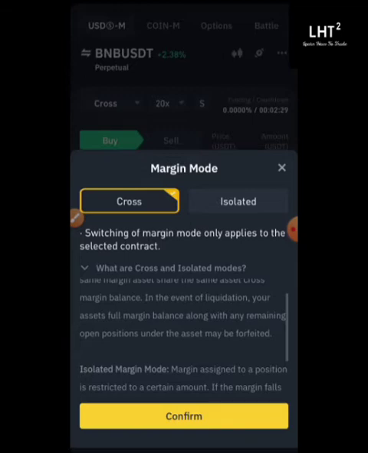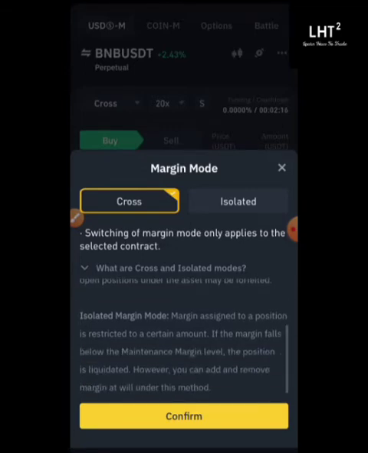But in the isolated, it's just whether you put a stop loss or not. So far your $20 is no longer enough, that is liquidation and your $20 is gone. It's just going to close the trade there, and it's not going to enter your $30. I believe you understand the way I explained it now. And he said, however, you can add and remove margin at will under this method. You can add money, you can change to cross and all that.